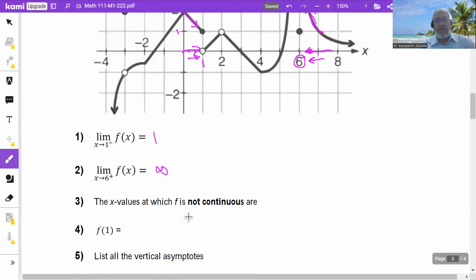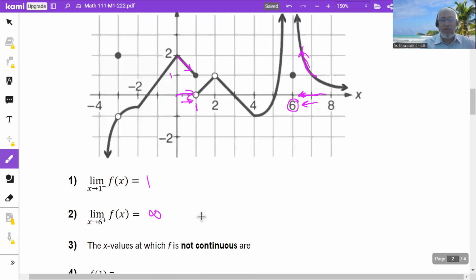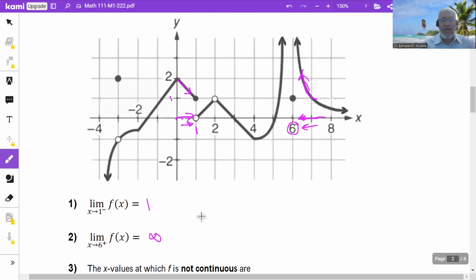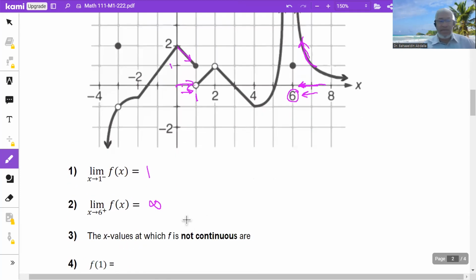The x values at which f is not continuous. Where is the discontinuity? Okay, the graph has discontinuity here, this is a circle. So the graph is not continuous. He says the x values. So when x is -3, there is a hole. Okay, where else? At 1. When x is 1, there is also a discontinuity here. The graph is not continuous.